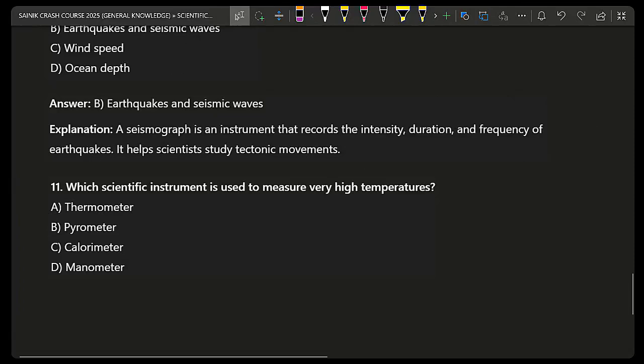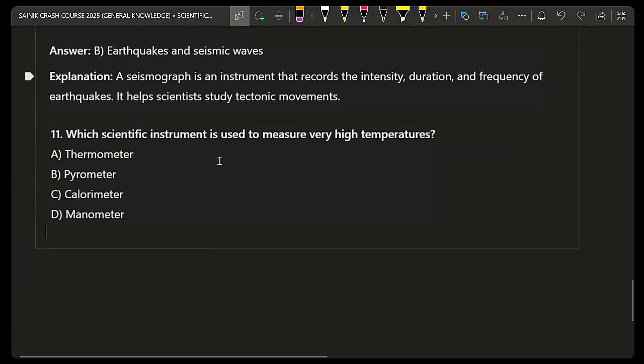Yes, time is almost completed. 5 seconds left. Yes, majority of the class gave the wrong answer because temperature means they got thermometer. 3 students said manometer, wrong answer. 3 students said calorimeter, wrong answer. 15 students gave wrong answer thermometer, and the correct answer is pyrometer. Okay.